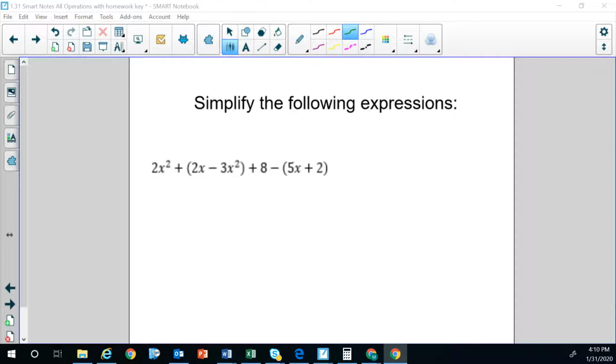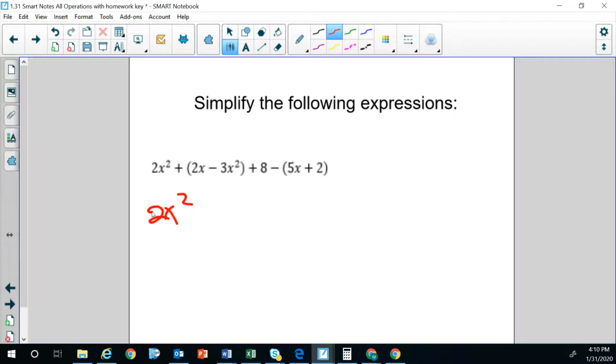Remember, when we have an expression like this, the first thing you want to do is to remove the parentheses, right? As one student said today, the problem was scary. So once you remove the parentheses, you probably can see it a lot more clearly. So here we have 2x squared by itself, so we're going to rewrite that as 2x squared.